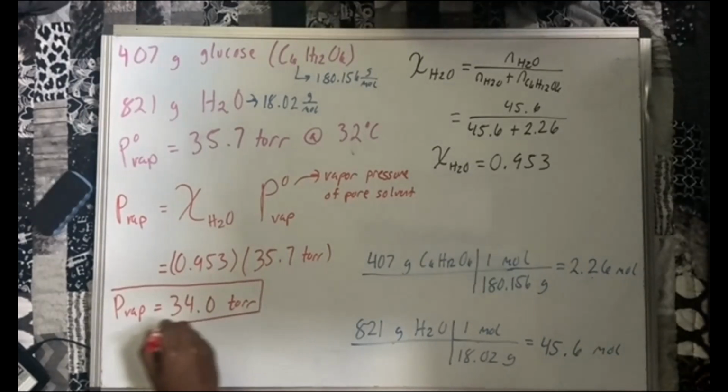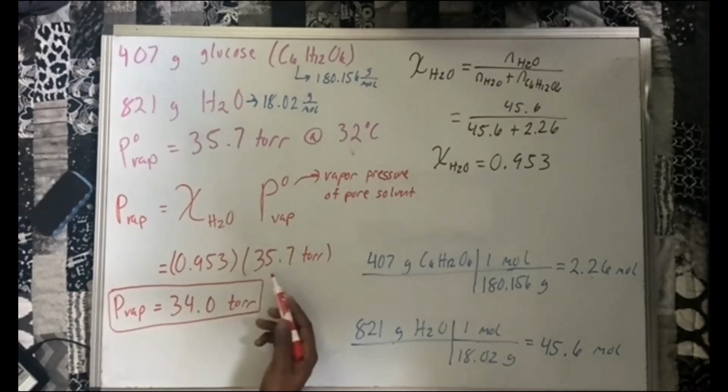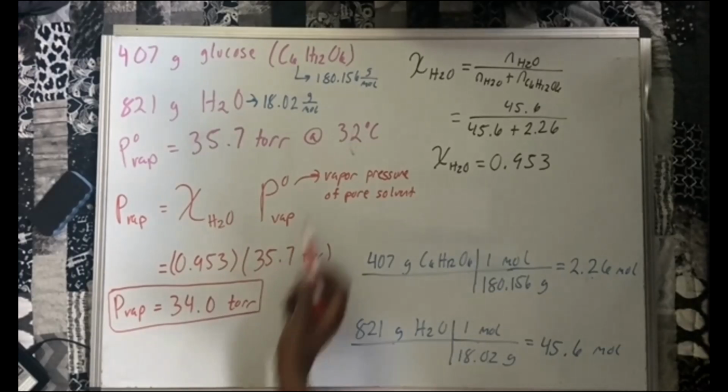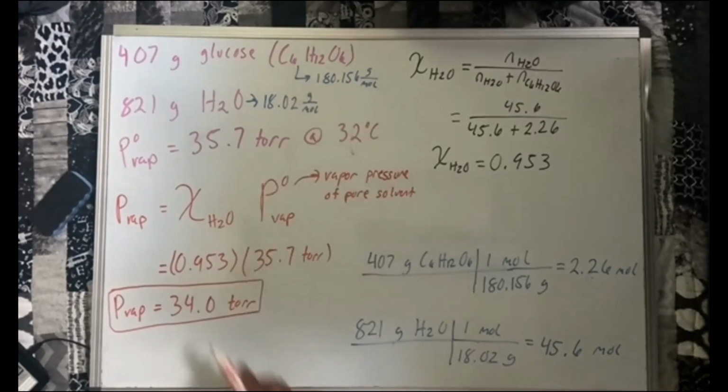I think on the sheet he gets 34.1, but he probably just uses a different solvent vapor pressure, or maybe his molar masses are slightly off from mine, but that's close enough for hand grenades.